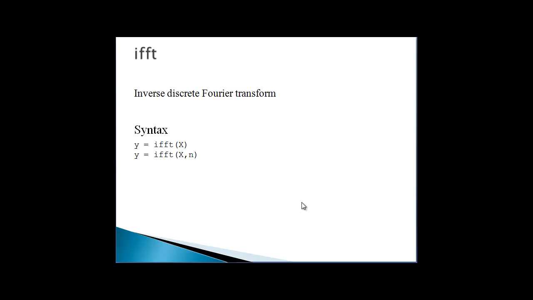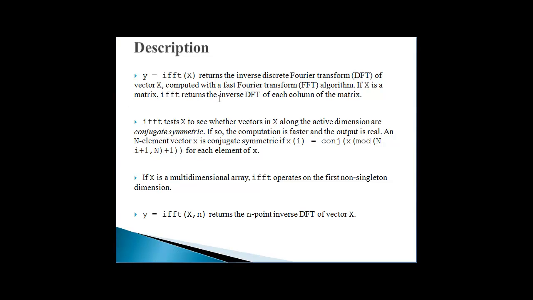Now coming towards the inverse fast Fourier transform, or you can say the inverse discrete Fourier transform. The syntax used here is ifft of x and ifft of x comma n for that case. It is also the same as the fast Fourier transform, just the opposite.